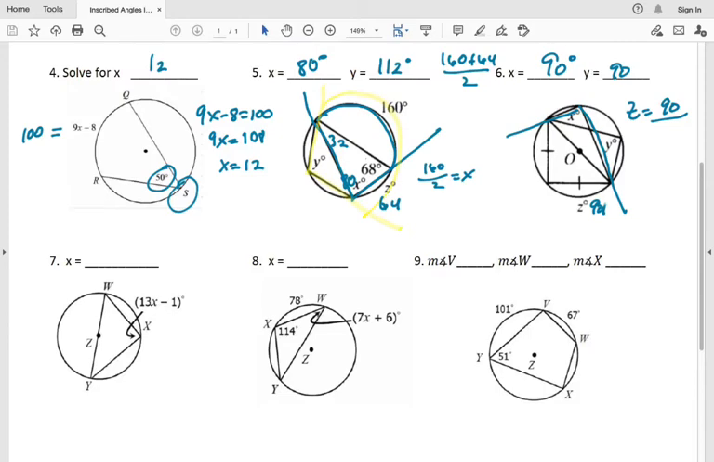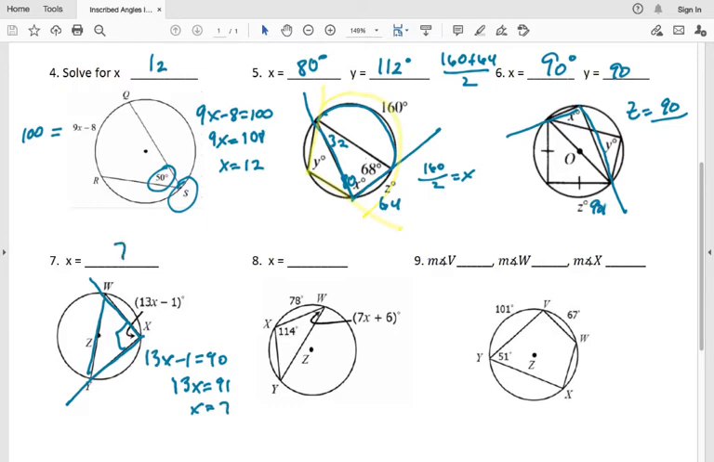All right, number 7. Again, we've got an inscribed angle where it's intercepting a diameter, so it has to be 90 degrees. That means 13x minus 1 equals 90. And then if I solve that, I get 13x equals 91, so x equals 7.